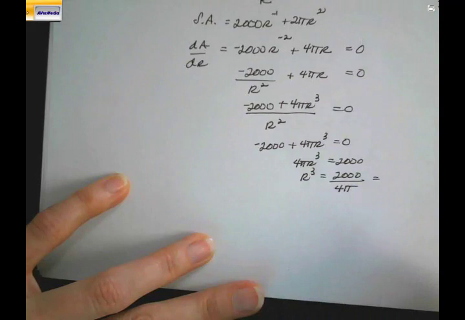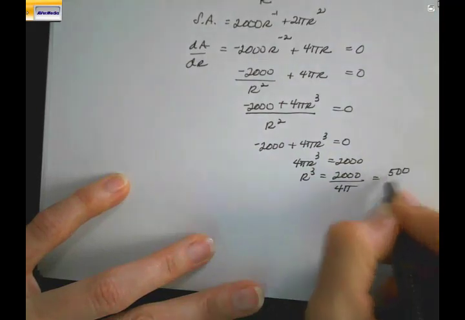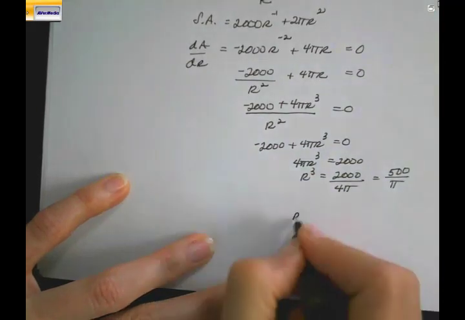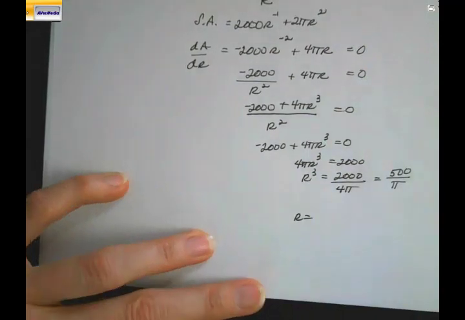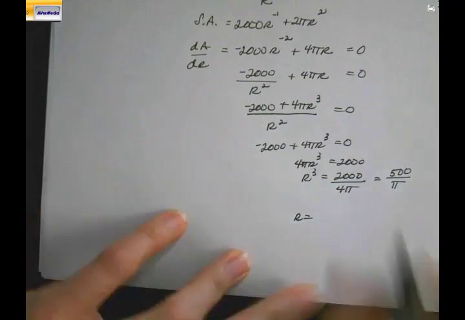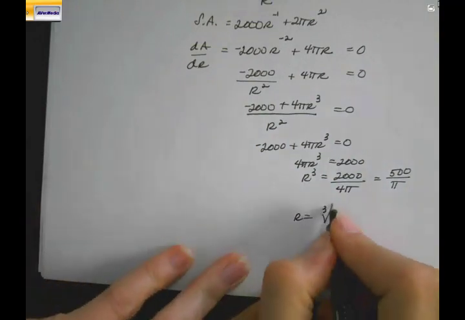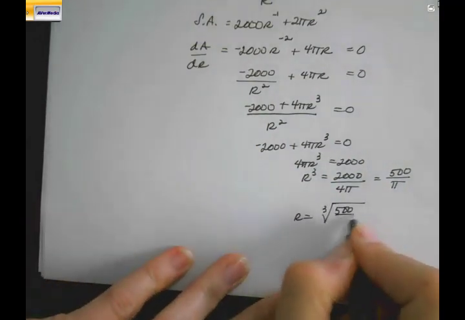2,000 divided by 4 is 500, right? So r, this is my critical value, that's got to go in a sign chart, is the cube root of 500 over pi.